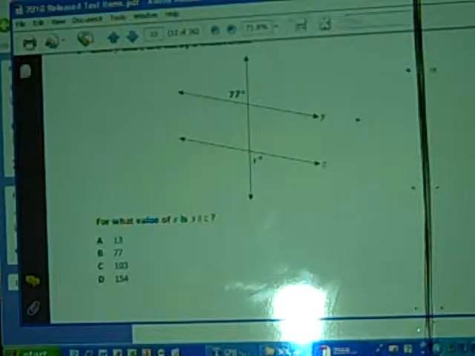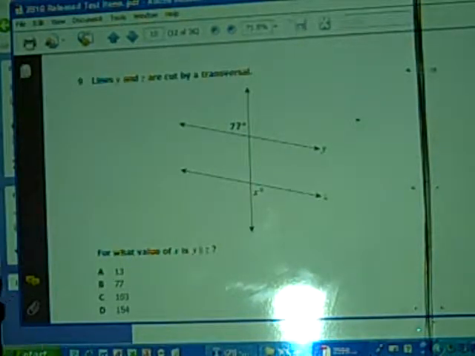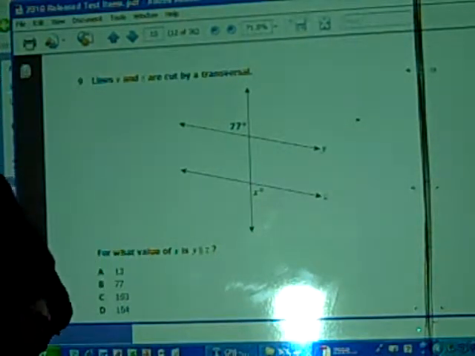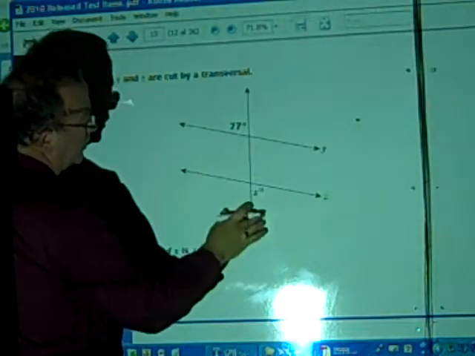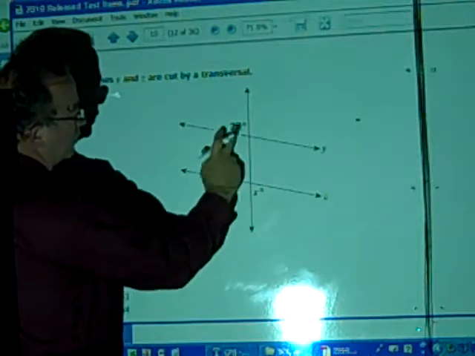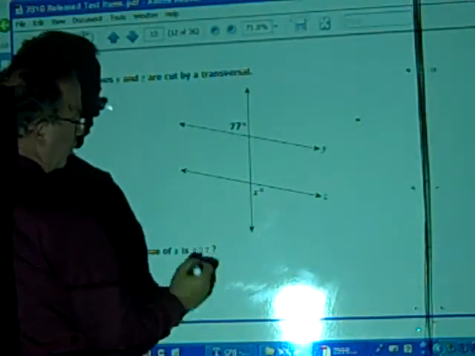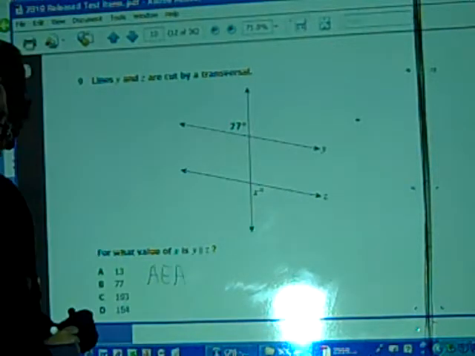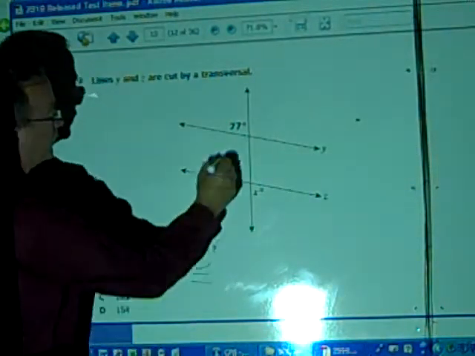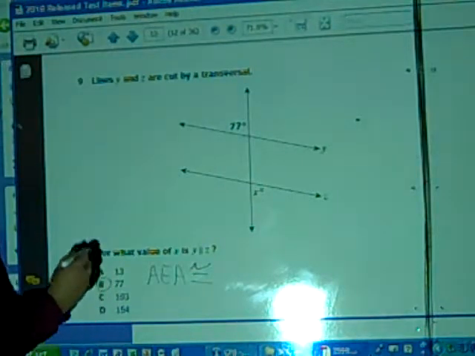On this one, it says lines Y and Z are cut by a transversal. What is the value of X if Y is parallel to Z? Well, these are both exterior angles because they're outside the parallel lines. They're on opposite sides of the transversal. That means they're alternate exterior angles. And we know alternate exterior angles are congruent. So if this is 77, so is X. The answer is B.